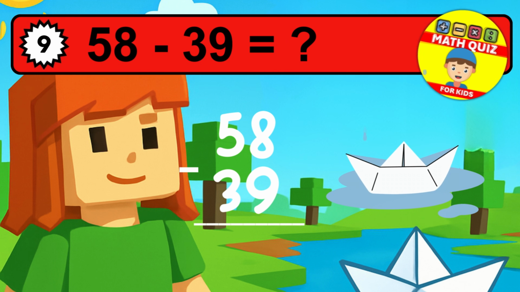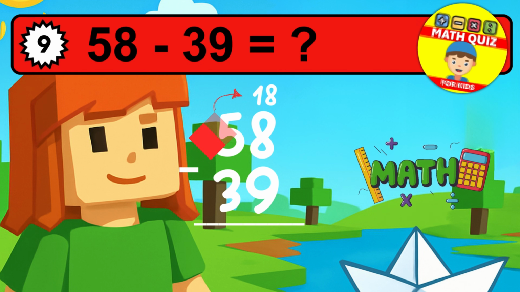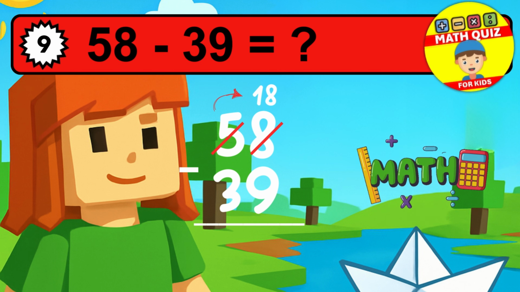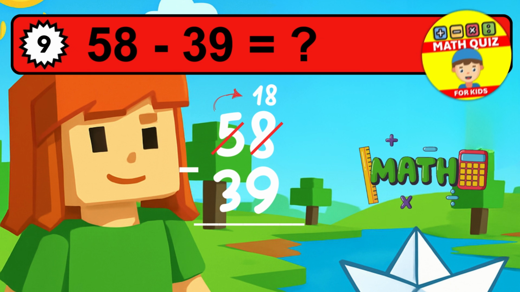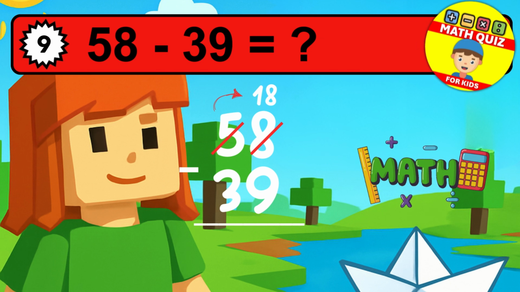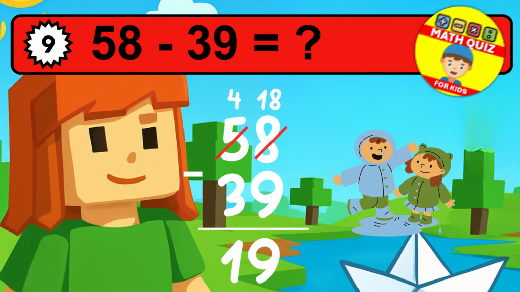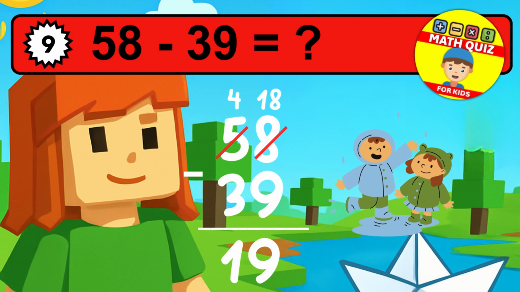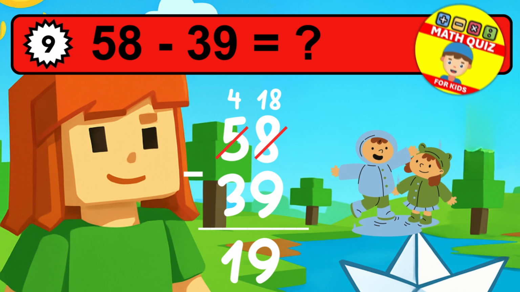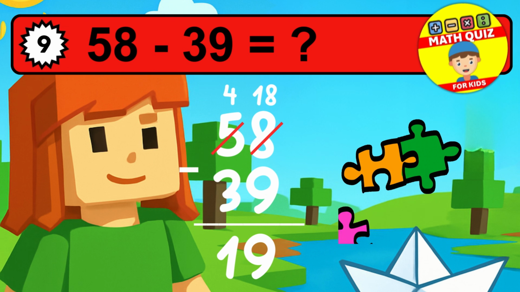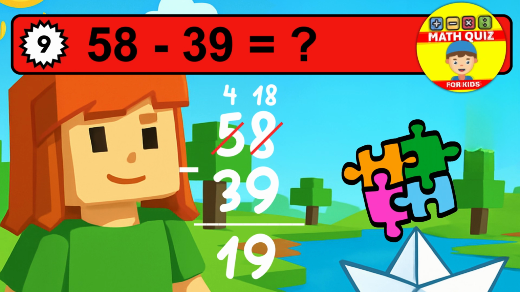Let's solve this step by step. We start with the units. 8 minus 9 is not possible, so we need to regroup. We take 1 ten from the tens column. Now we have 4 tens and the units become 18. Now we subtract. 18 minus 9 is 9. Then we go to the tens. 4 minus 3 is 1. The final answer is 19.